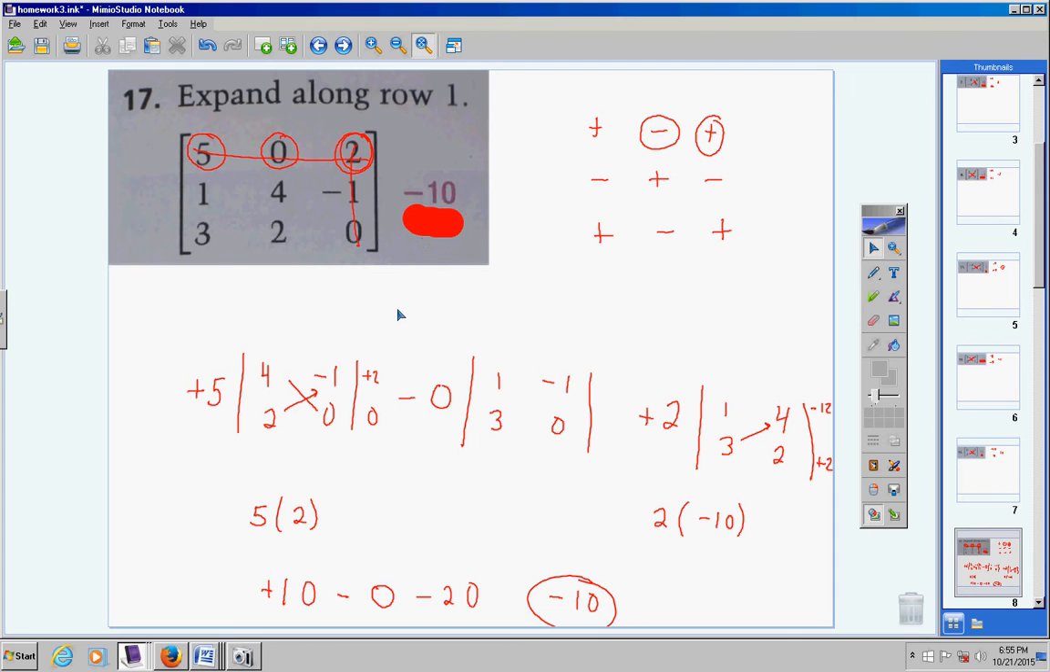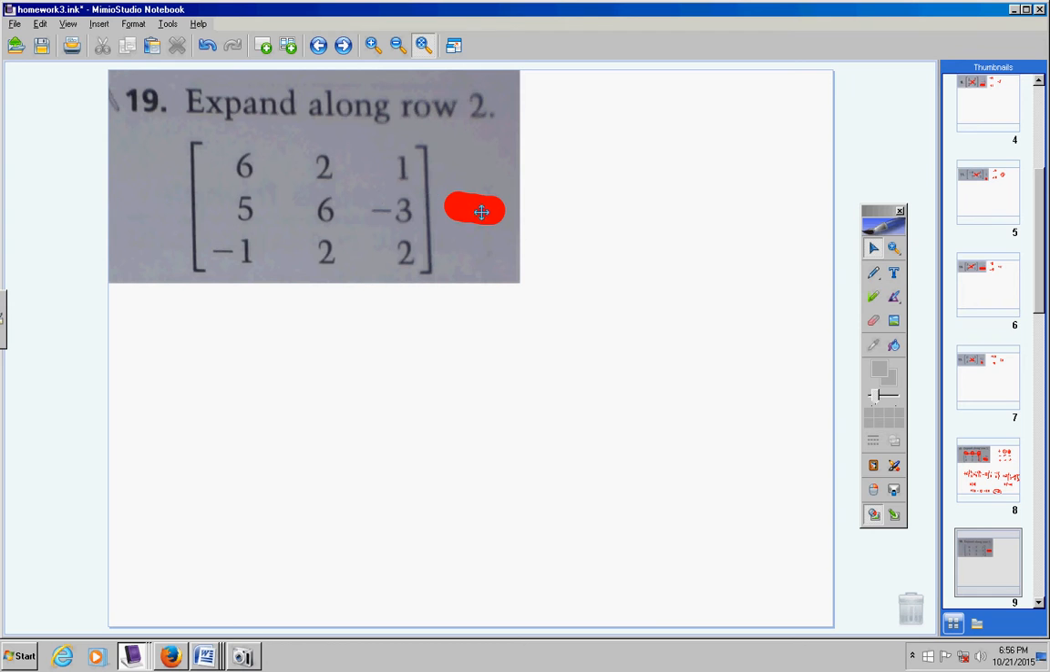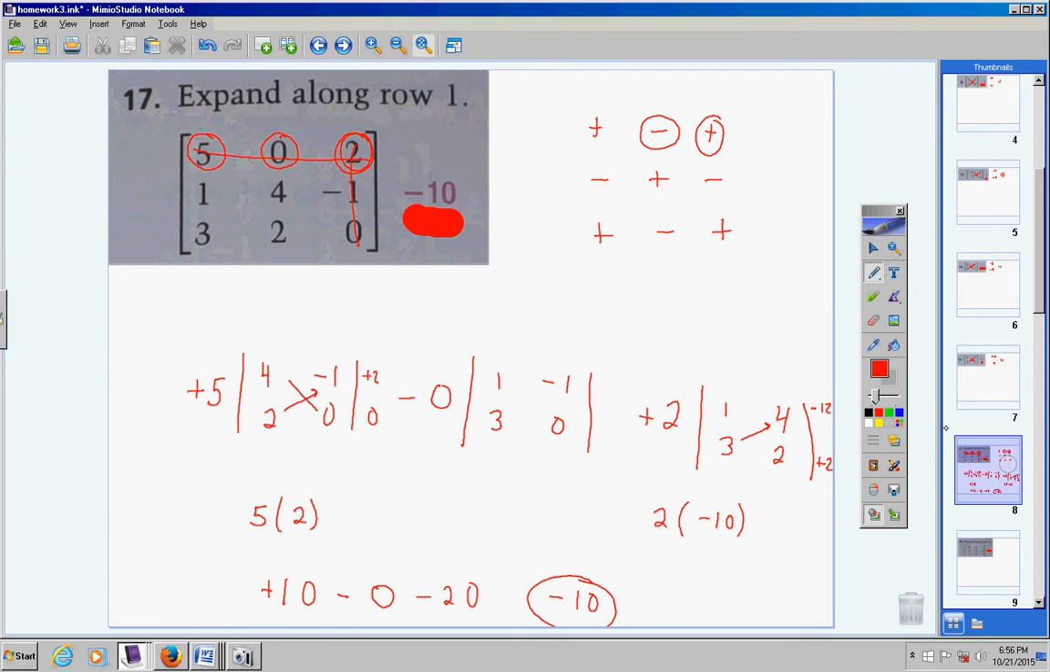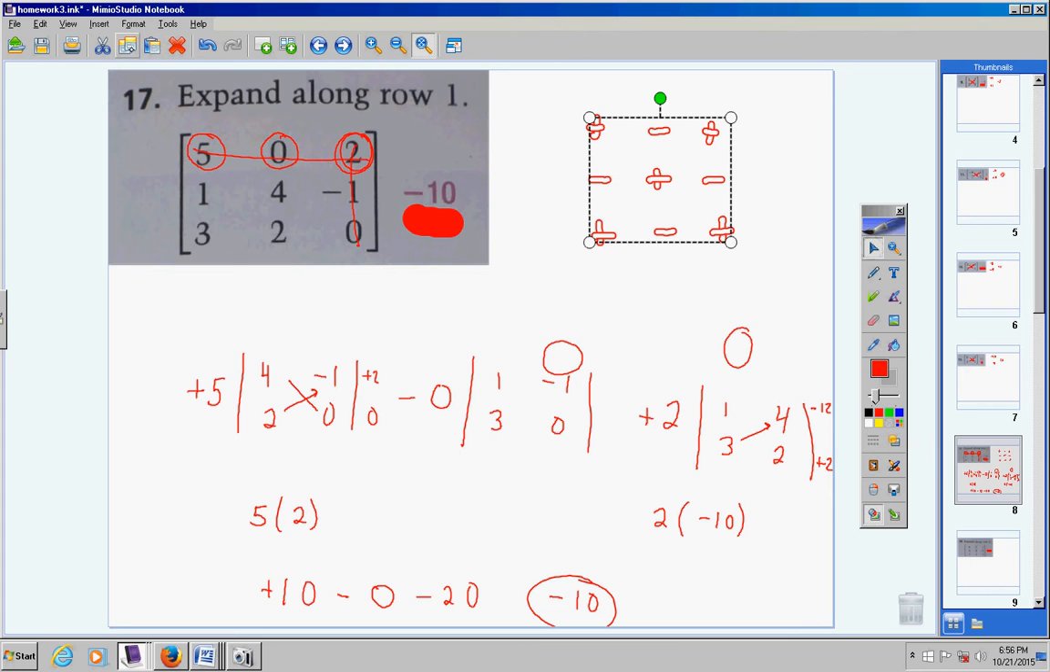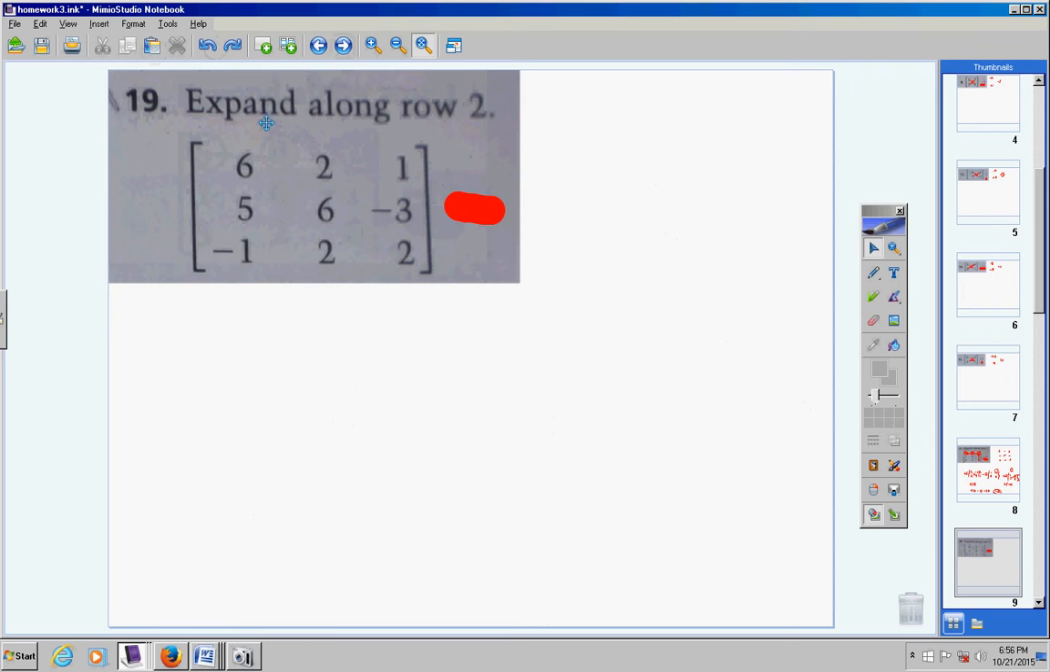That is the determinant of this 3 by 3. Okay, number 19 says to expand along row 2. So we're going to expand along row 2. And here we go. We're going to need this again, so let's quickly copy it. And here we go, expand along row 2. So we're going to expand along this row right here. My first number is 5, so I'm going to circle it. I'm going to write it right here. Then cross off the row and the column that contains that 5.